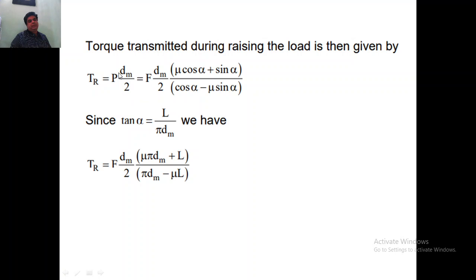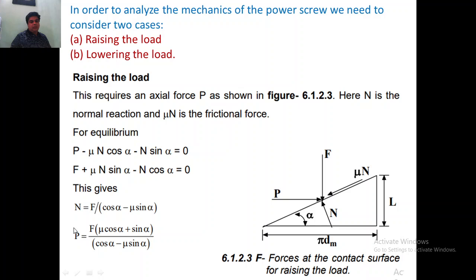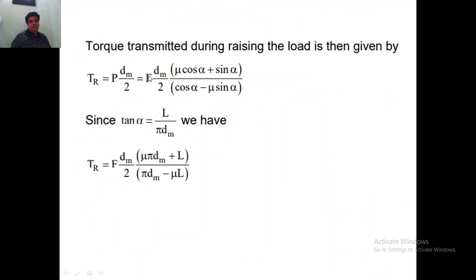So that P, just now we calculated what P is. That P we got just now with respect to the load here. We substitute this P in this, and we get this equation. So now the torque is expressed in terms of the load which has to be raised.